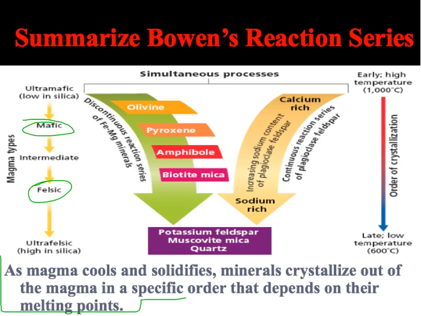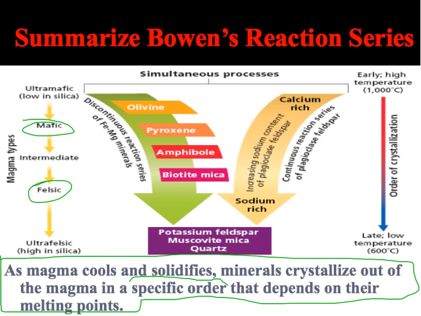As magma cools and solidifies, minerals crystallize out in a specific order. So if we know what the temperature of some magma is and how it's going to cool, how long it's been cooling, we can predict what kind of minerals are going to crystallize out at what time, and so then we can predict what kind of rock we will end up with.